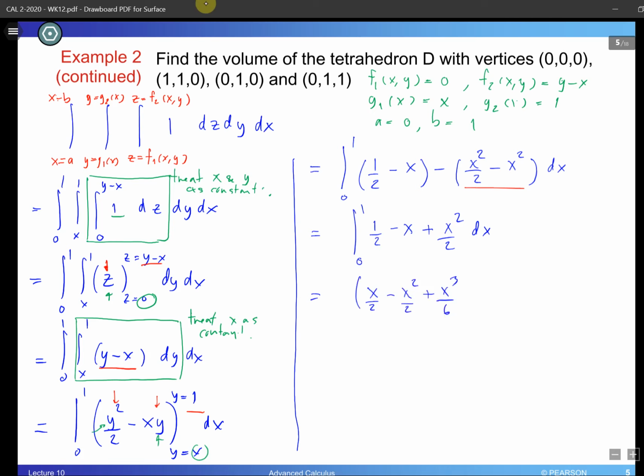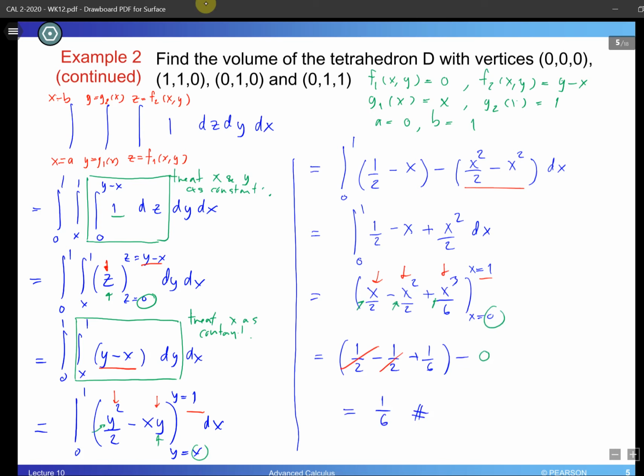Okay, and we evaluate this at two values of x, x equal to 0 and x equal to 1 right here. And 1 goes in everywhere. And we are going to get 1 over 2 minus 1 over 2 plus 1 over 6, minus the second term. 0 goes in, of course it goes to 0. Same thing here, same thing here. So we have 0. So in the end, we have 1 over 6 because these two cancel each other. So there you go. We have 1 over 6 as the volume of this tetrahedron.